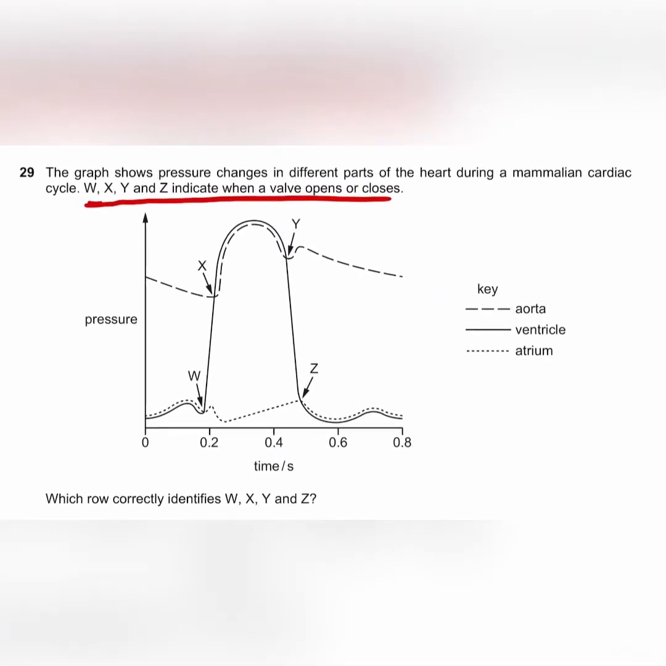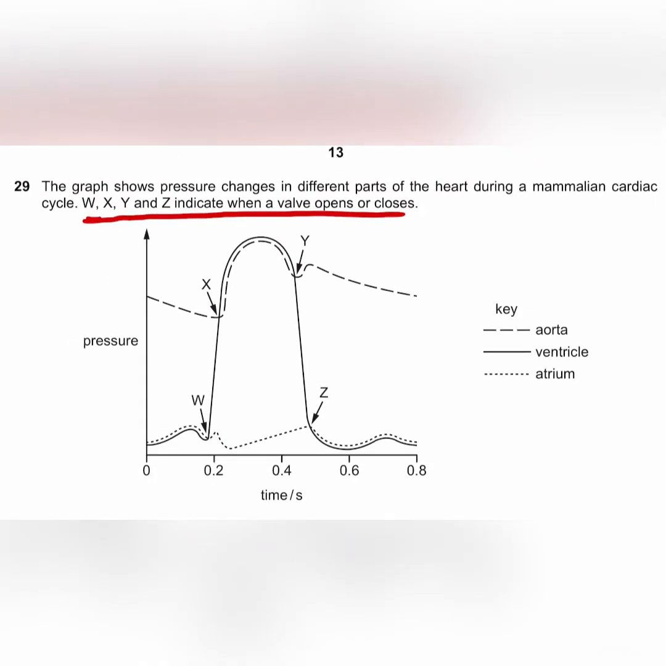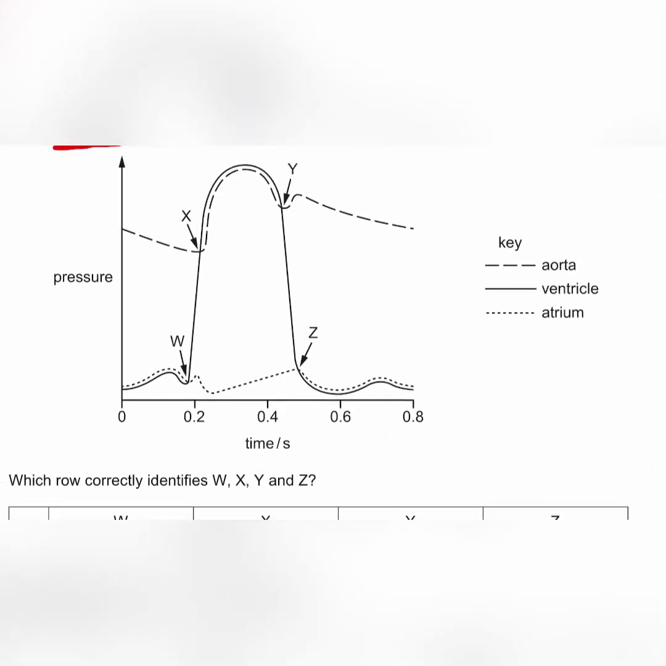The graph shows pressure changes in the different parts of the heart during a mammalian cardiac cycle. W, X, Y, and Z indicate when a valve opens or closes. As I taught you guys in the lectures, these intersection points are very, very important. At these intersection points, the valves are either opening or they are closing, right? So always remember that this dotted line over here represents the atrium.